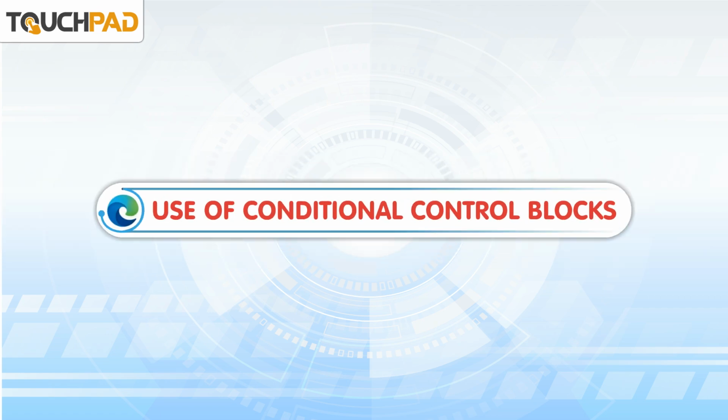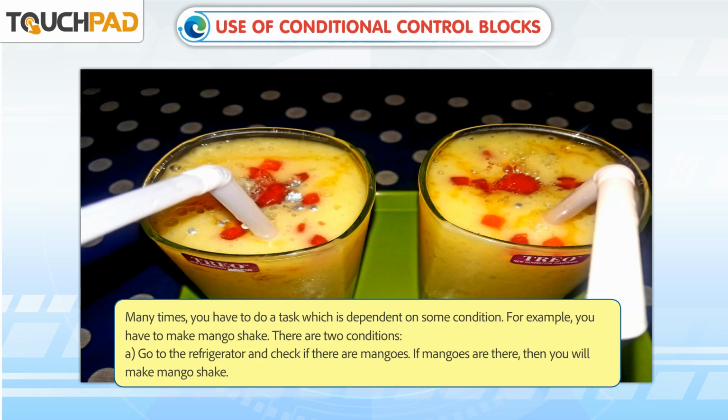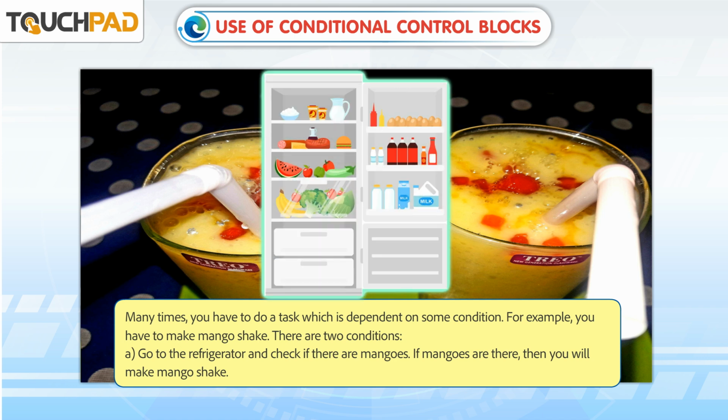Use of conditional control blocks. Many times you have to do a task which is dependent on some condition. For example, you have to make mango shake. There are two conditions. A.